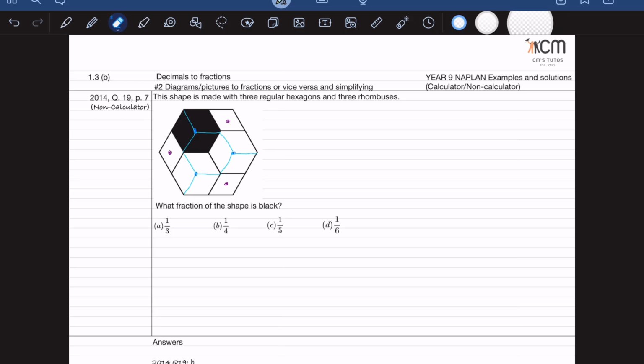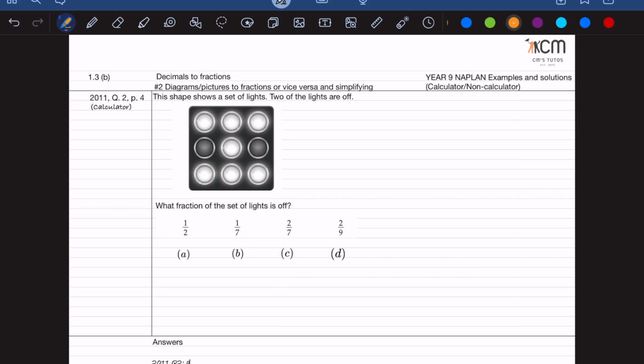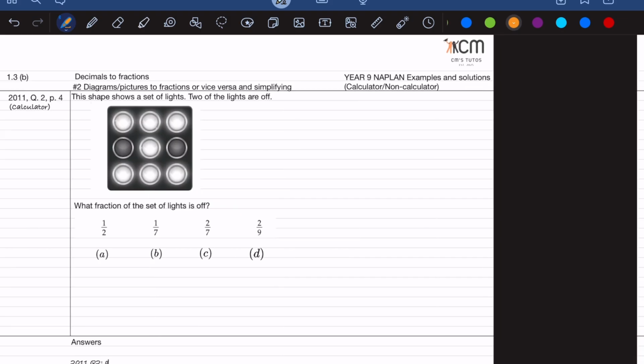Now that we have our rhombuses, we can count them. There are 1, 2, 3, 4, 5, 6, 7, 8, 9, 10, 11, 12. We know that 3 rhombuses out of 12 are shaded. So we just need to simplify it. 3 divided by 3 is 1, 12 divided by 3 is 4. 1 out of 4 is shaded black. That's why the answer is B. I want you to have a go at this question. Solutions will be available in the comments.